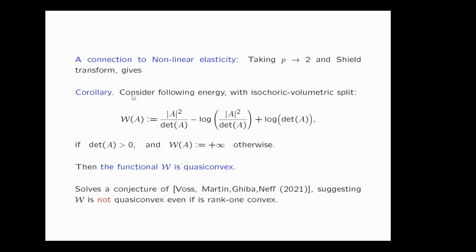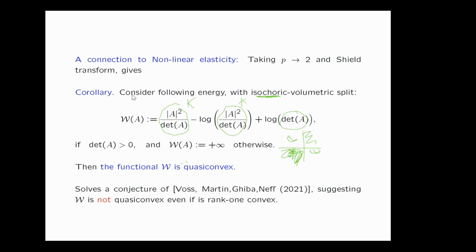And one that was in the literature that was relevant is this functional, which is called W, and here is what we typically call K in the quasi-conformal world. This is the logarithm of K. This is the logarithm of the determinant. And it has what they call an isochoric-volumetric split. Volumetric because there is this part of the determinant which penalizes volumes. And then this is isochoric in the sense that it's really a function of A divided by the determinant. They give it this name. It has this feature that as the determinant tends to 0, then W blows up. It is defined for matrices with positive determinant and infinity elsewhere.